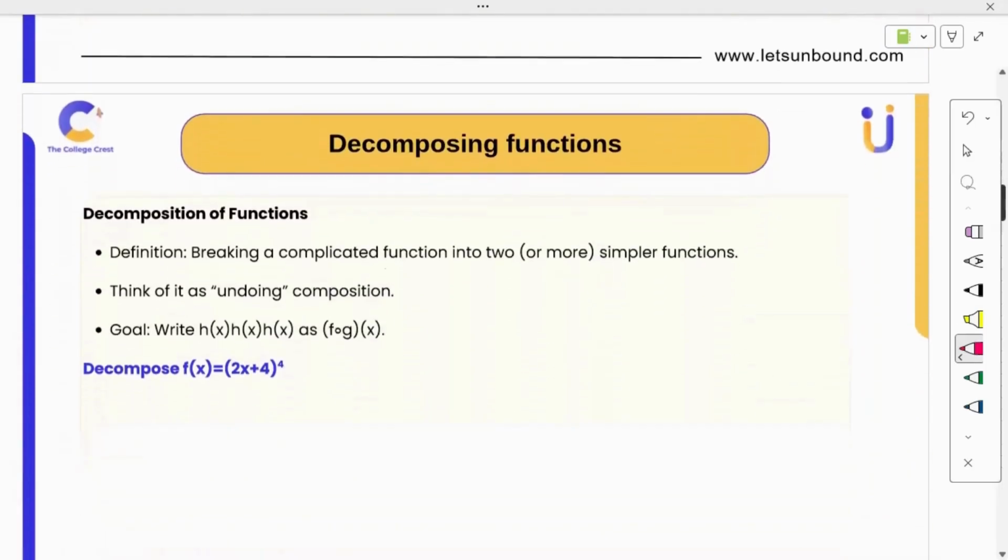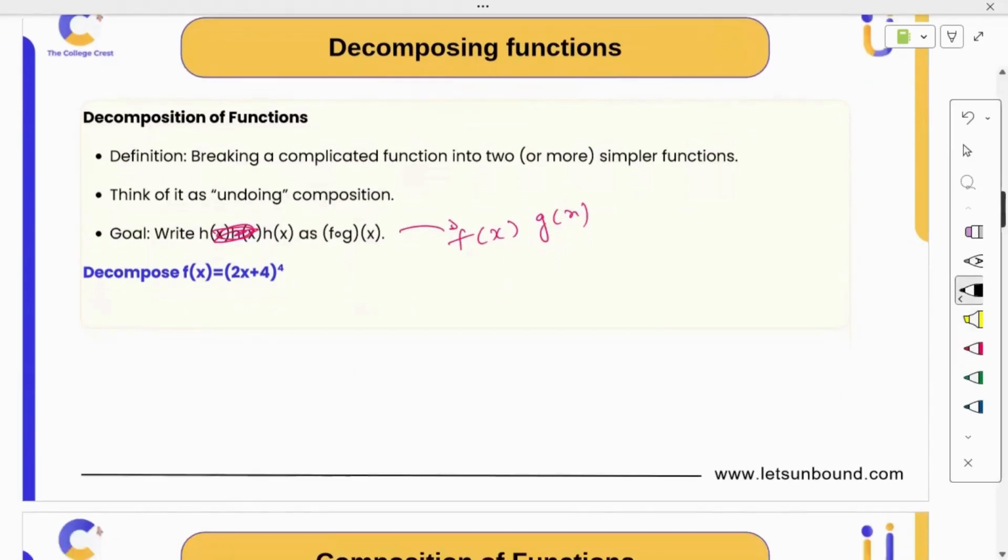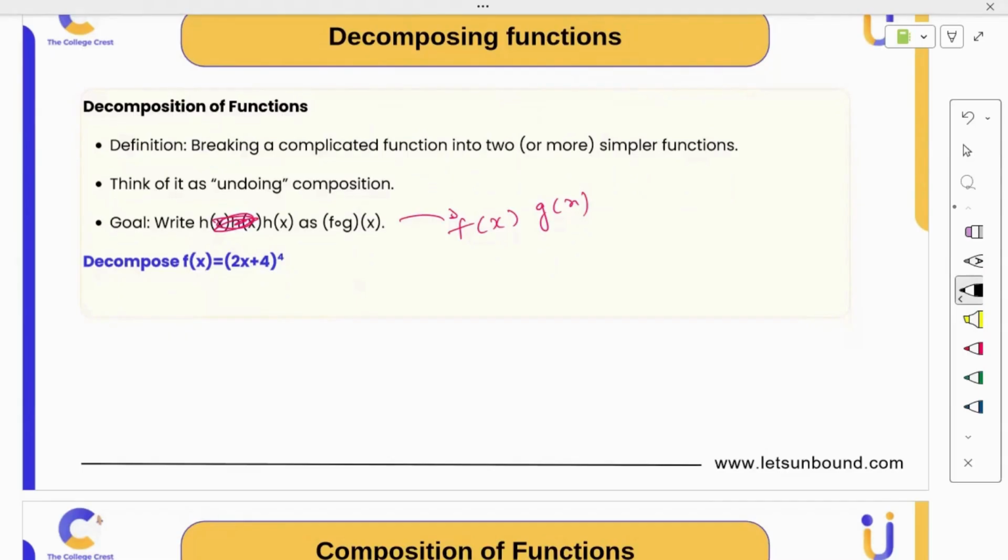And here, decomposing functions. So we know composing two into one. Now, with one single function, we will break down what two functions it is made up of. So breaking a complicated function into two or more simpler functions. It's just undoing the process. So if you have one h of x, write it as a composition of two functions. So what are the f of x and g of x? That is decomposing.